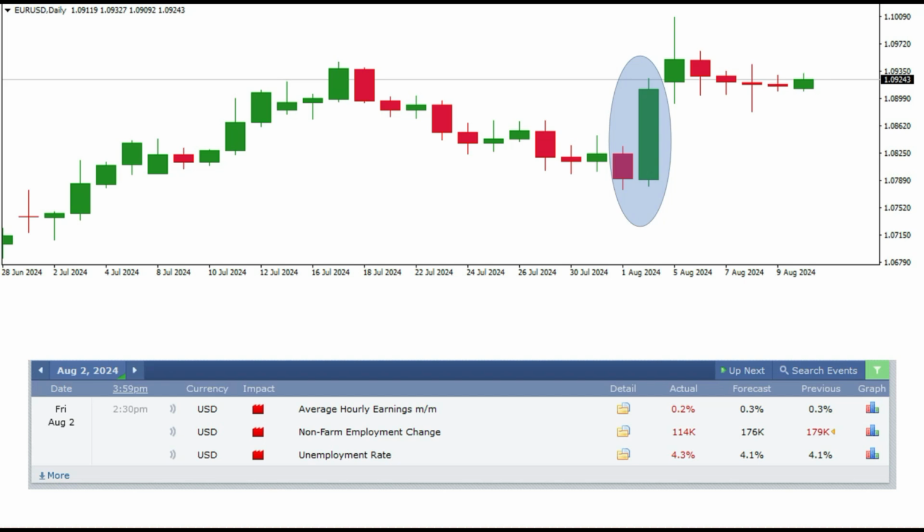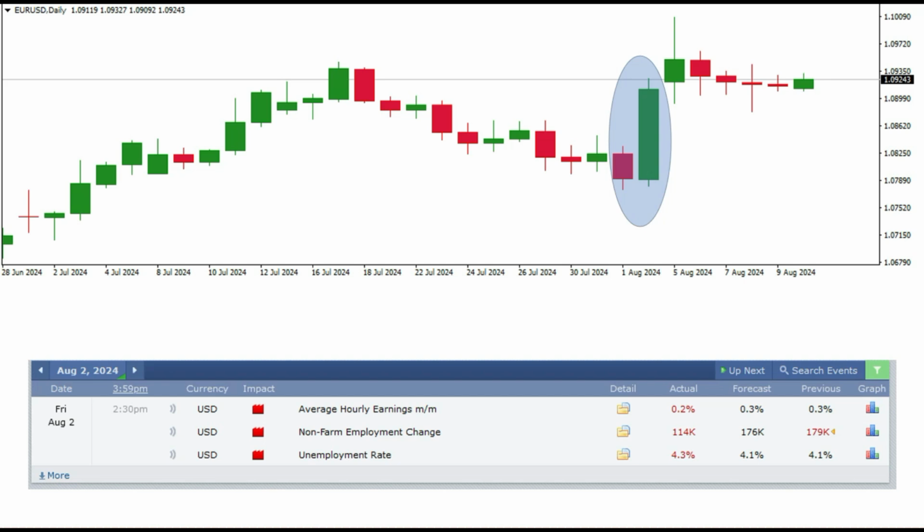It was Friday, August 2, and on that day we had non-farm employment change and the unemployment rate. As you can see, the non-farm employment change was very bad for the US economy. Only 114K, while the forecast was 176K, far below expectations. And the unemployment rate was 4.3%, which was 0.2% higher than expected.